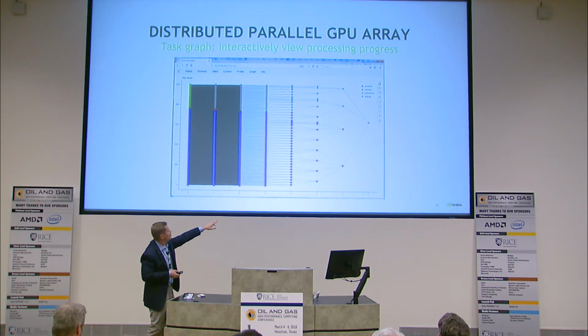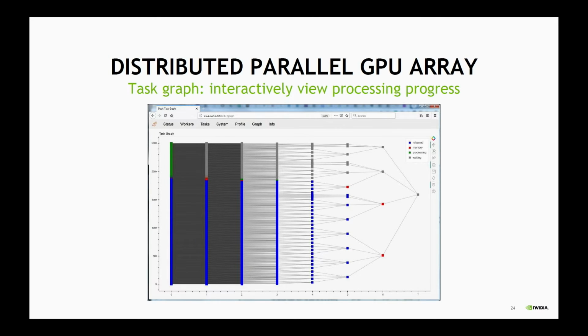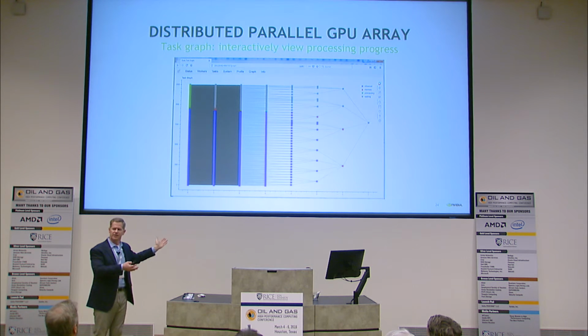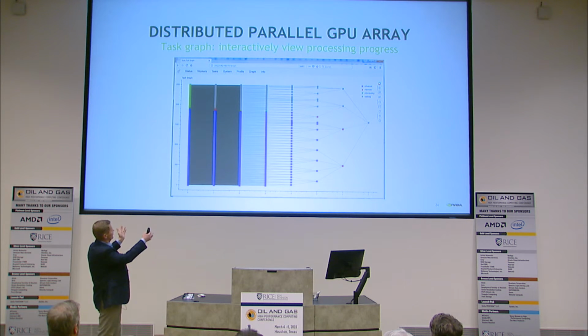You'll notice that some are blue. This is actually moving up as it's progressing. Blue means that it's been released. Red means that it's in memory. And green means it's processing. And the gray means that it's waiting. So in essence, many HPC applications benefit from a reduction sum. And this is exactly the kind of work that's being done here.